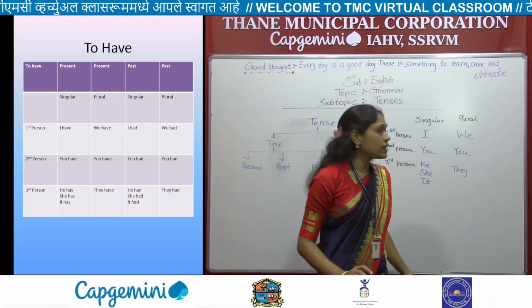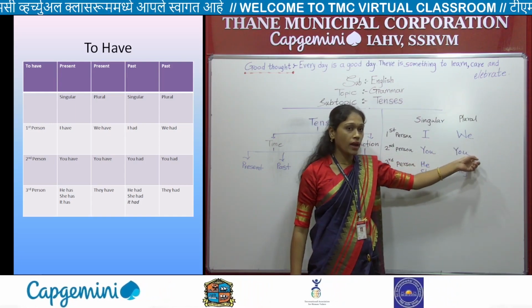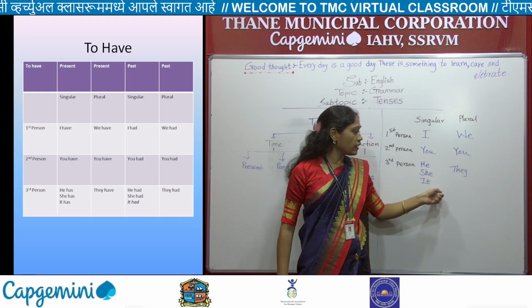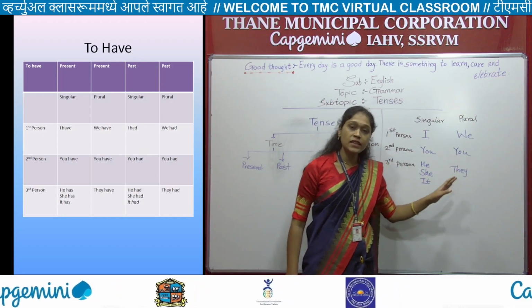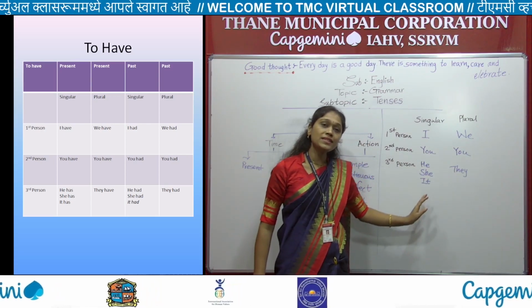And for the past tense we use had. I had, we had, you had, you had, he had, she had, it had, they had. For the past tense we use the same form of to have, which is had.